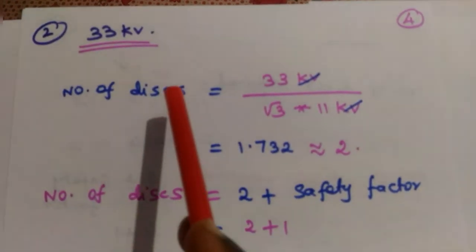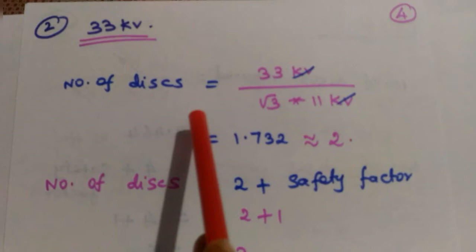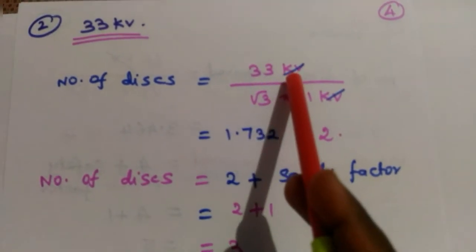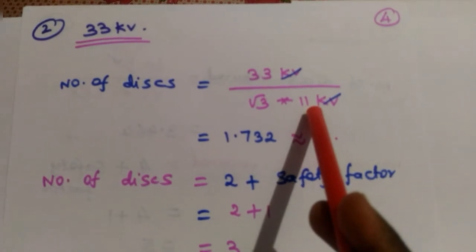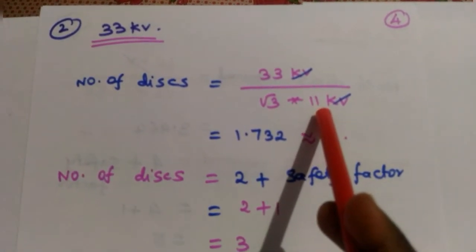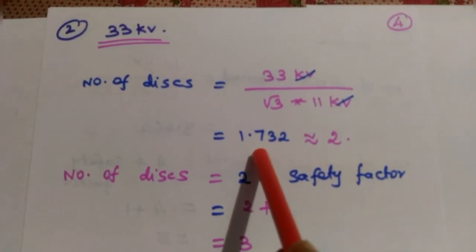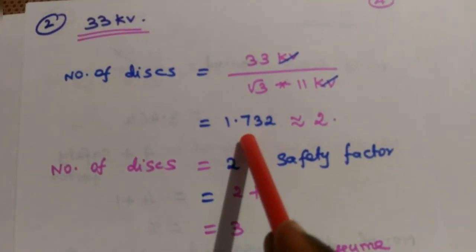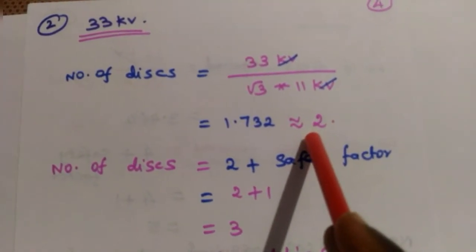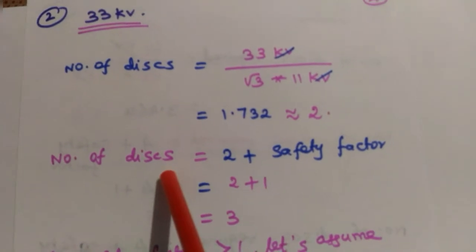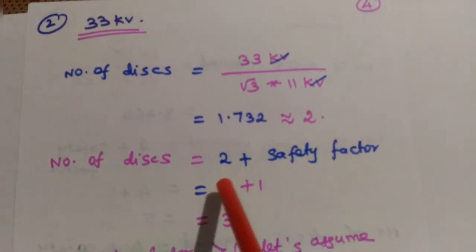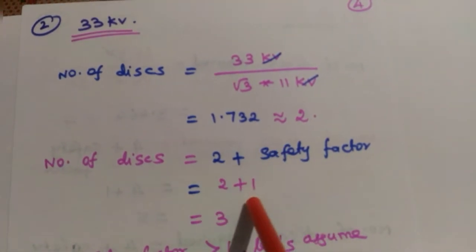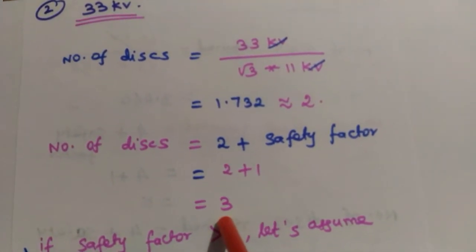For a 33 kV transmission line, how do we calculate the number of discs? The 33 kV line voltage of the transmission line is divided by root 3 into the one insulator disc voltage value of 11 kV. After simplification, that value is 1.732. So that fraction is approximated to a full value, approximately 2. Already I said that the number of discs is calculated by including the safety factor. So the already calculated value is 2, plus, taking the safety factor as 1, 2 plus 1 is equal to 3 discs.